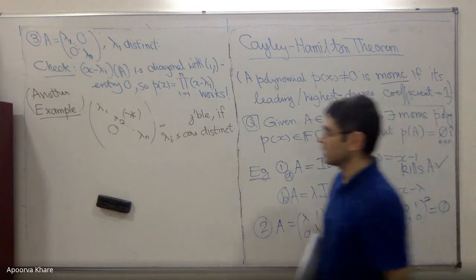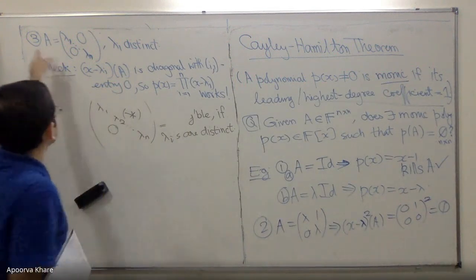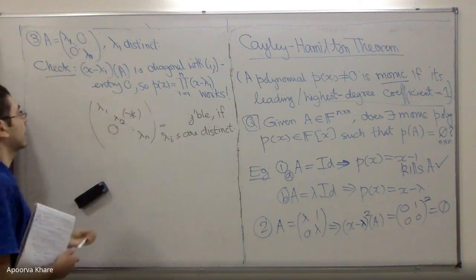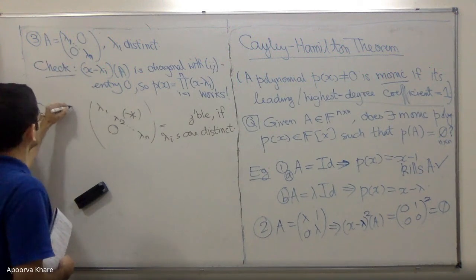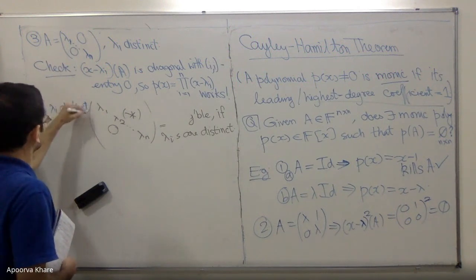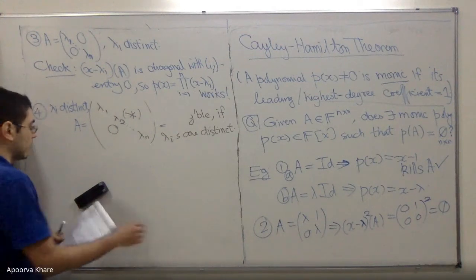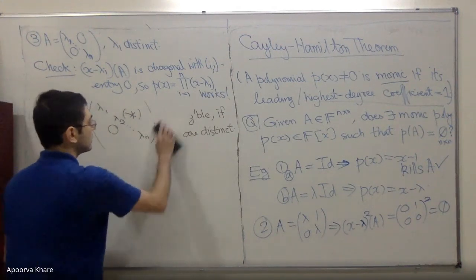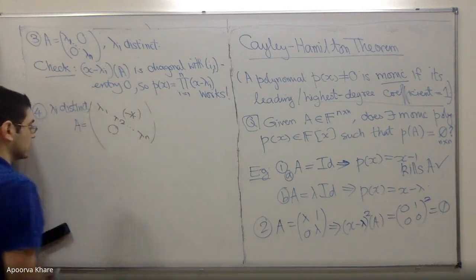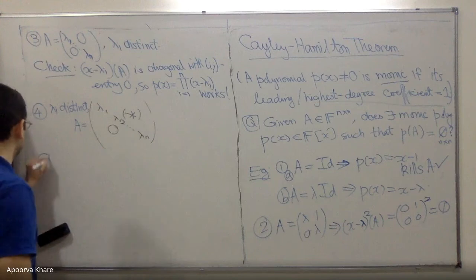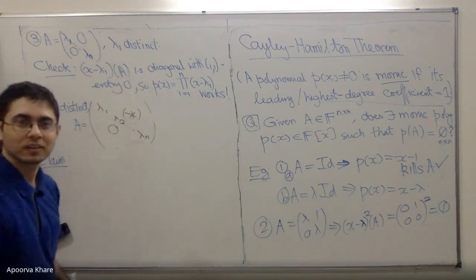And now we come to example 4. Suppose indeed my A was like this, except I had the star here. I had non-zero entries here. Lambda I are distinct, and A equals this matrix. Certainly it is diagonalizable. But what can you say about a polynomial that kills it? Claim: the product of x minus lambda I still kills it.